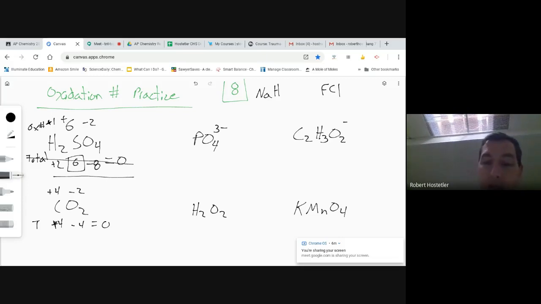Here's our peroxide that we just talked about. So this is going to be -1 and +1, so that adds up to 0. Otherwise, it wouldn't work out.